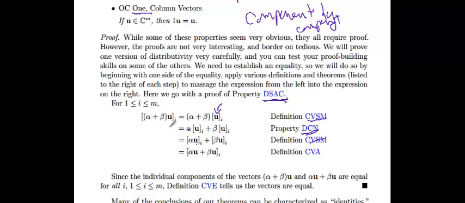Okay, so what have we shown? We've shown that for any i, the ith component of (alpha plus beta) times the vector u is equal to the ith component of alpha u plus beta u. Now, since that's true for every component of the vector, that means that these two vectors, (alpha plus beta) times u, must be equal to alpha u plus beta u. Okay, and the others are quite similar.